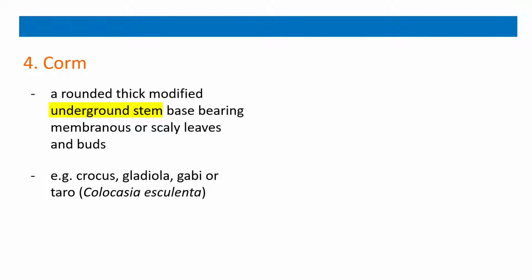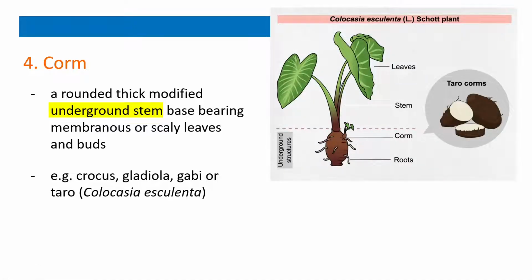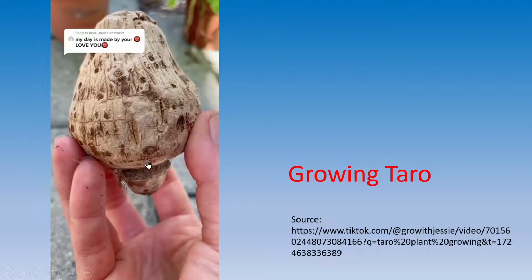The corm will also be an underground stem, and this will be bearing membranous or scaly leaves and buds. The prime example for this one would be the taro, as you can see here. In Filipino, we call that gabi. There are also other examples like the crocus and the gladiola. Now here's a video that will show us how the taro can grow from just one piece, producing another plant.